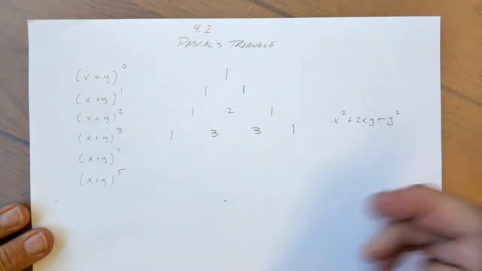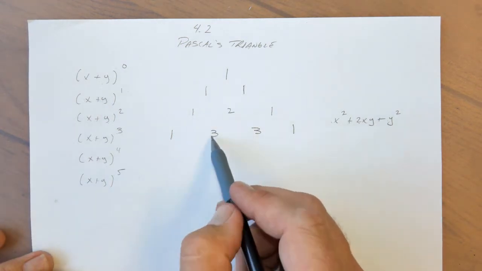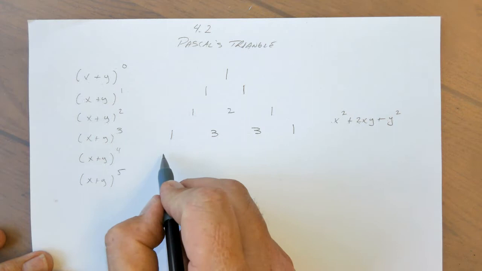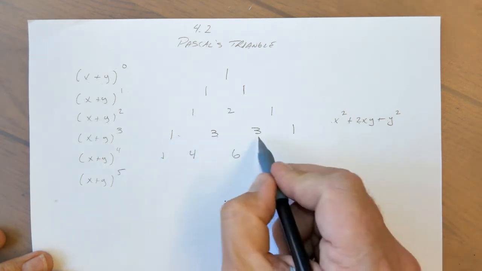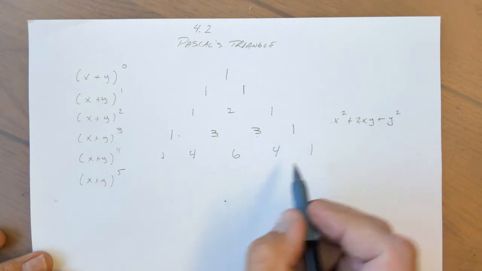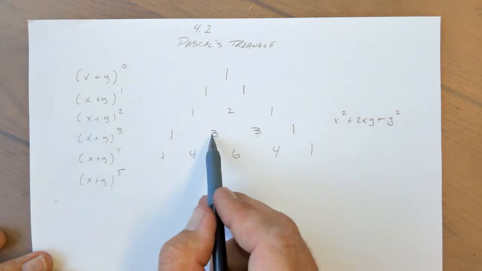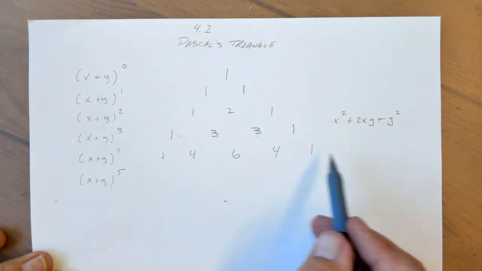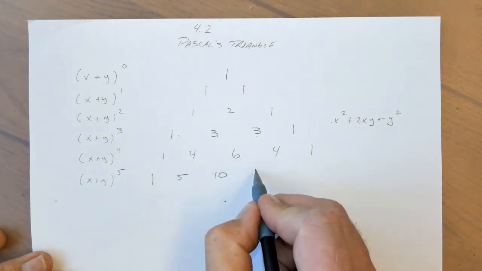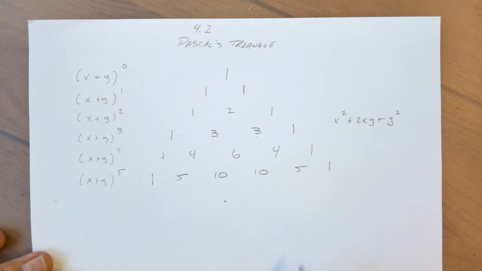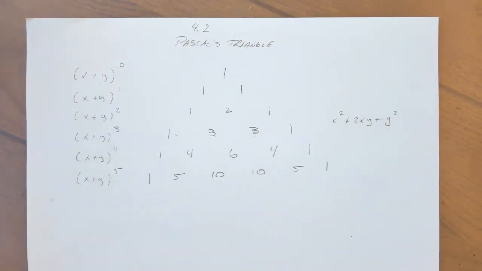So notice as we go down the triangle, if we add the two numbers above, we get the numbers below. So again, here we'd have 1 plus 3 is 4, 3 plus 3 is 6, 3 plus 1 is 4, and 1. And again, notice the symmetry. 1, 2, 1, 1, 3, 3, 1, 1, 4, 6, 4, 1. And then here we'd have 1, 5, 10, 10, 5, and 1. And then this pattern would continue as our exponents got larger.